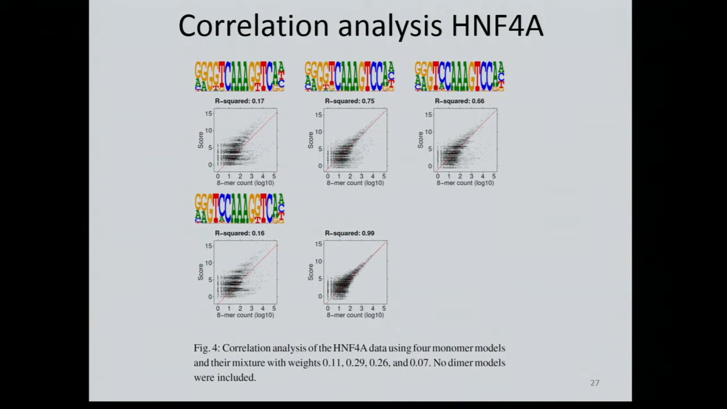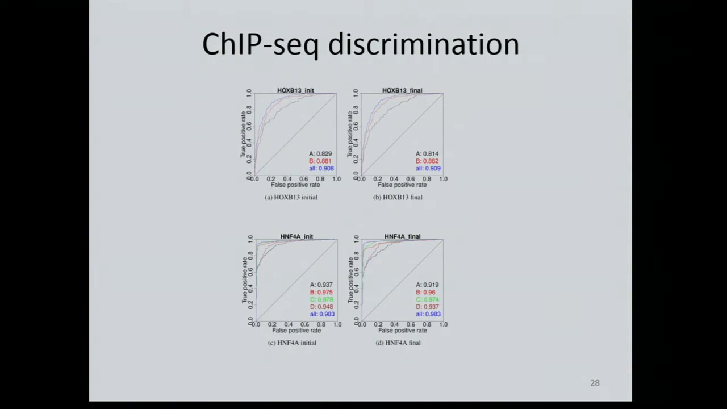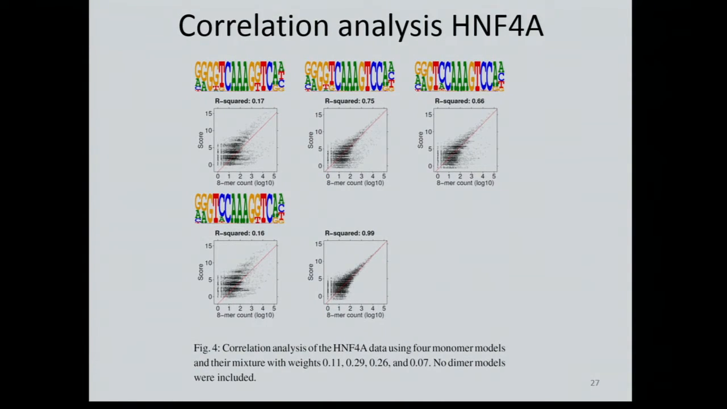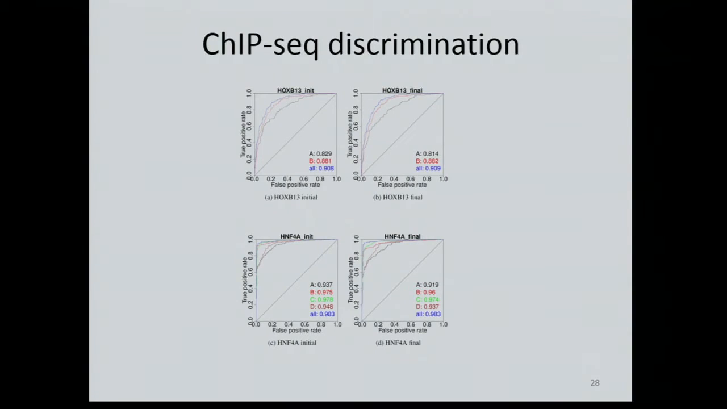Then, so these were just sanity checks using the same SELEX data that was used for learning. But here is an independent test for ChIP-seq discrimination, and this HOXB13 gets pretty good ROC values for the individual components. They are a bit smaller than for the combined model.